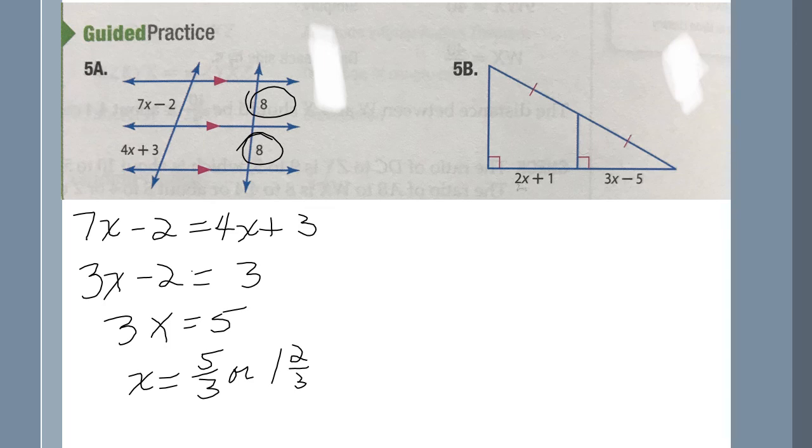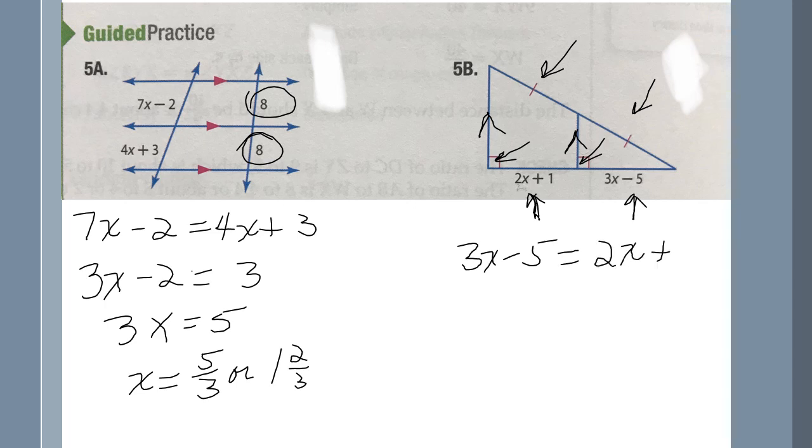Over here, these are parallel, right? We can see that because of those two little boxes there, those are corresponding angles. They are congruent. Therefore, those two lines are parallel. That means we have those. And then because of these two segments being congruent, these two segments right here must be congruent. So I'm going to set this up as 3x minus 5 equals 2x plus 1. x minus 5 equals 1. Therefore, x equals 6.